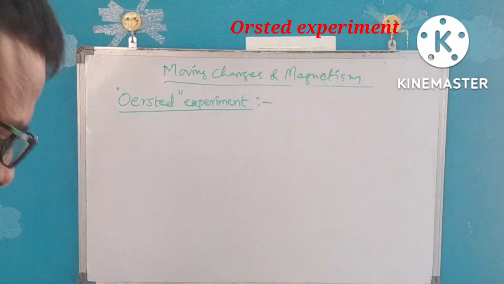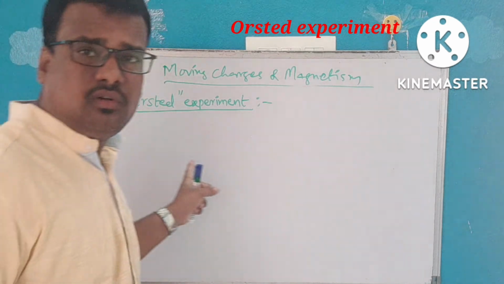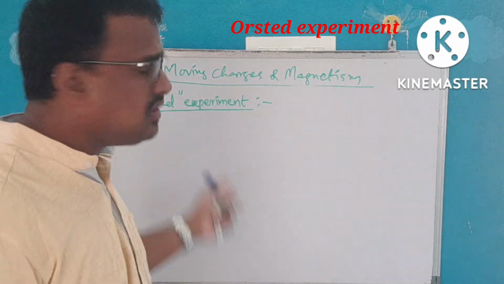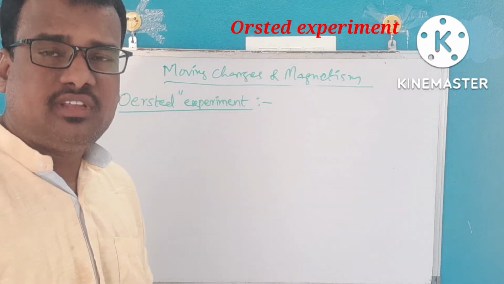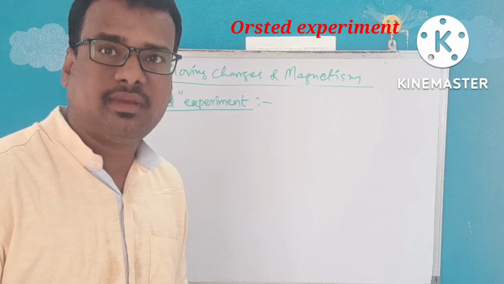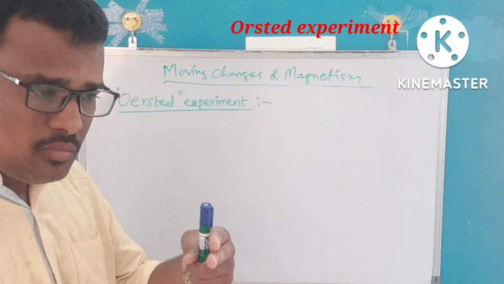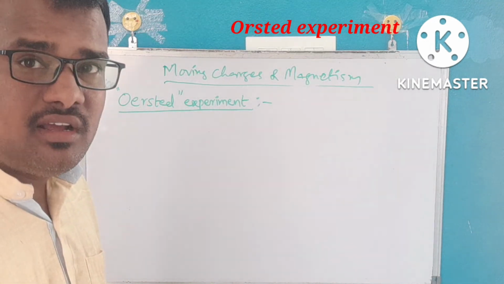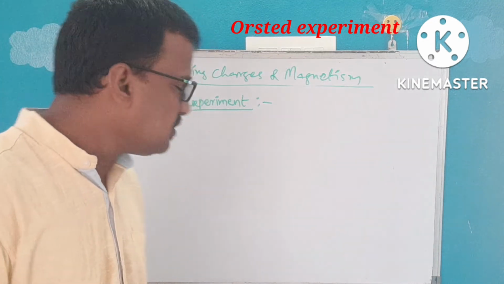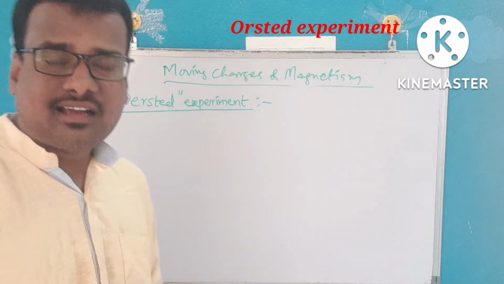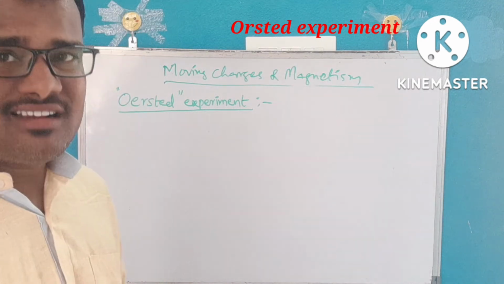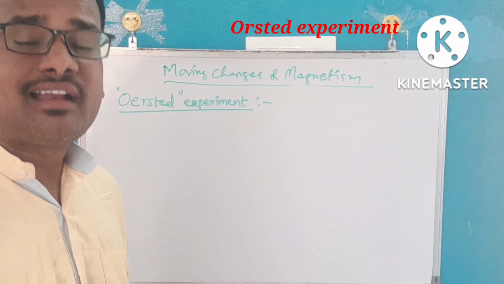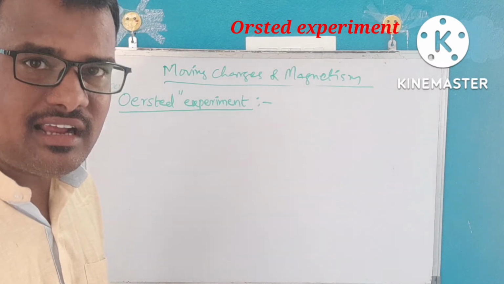In this Oersted experiment, Oersted stated that there is a relation between electric field and magnetic field, and that moving charges or currents produce a magnetic field everywhere in their surroundings. The current direction and the magnetic field direction are shown by the right hand thumb rule.